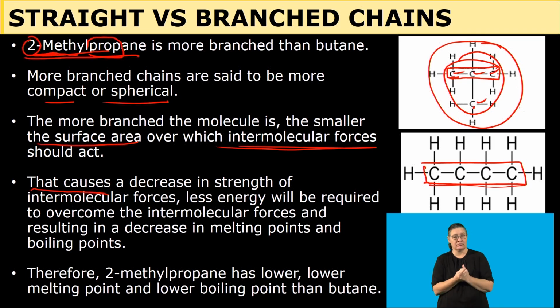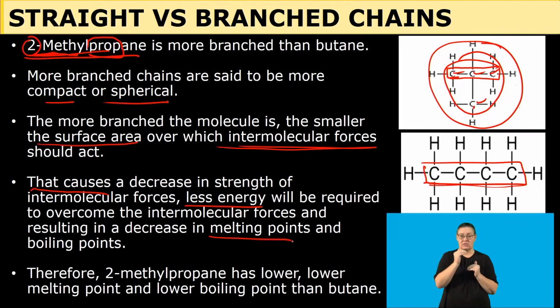That is going to cause a decrease in the strength of the intermolecular force, which means less energy will be required to overcome the intermolecular forces, resulting in a decrease in melting point and also a decrease in boiling point. So the more compact the substance is, the less energy is required to overcome those intermolecular forces. But the longer the chain becomes, or the straighter the chain becomes, more and more energy is going to be required.